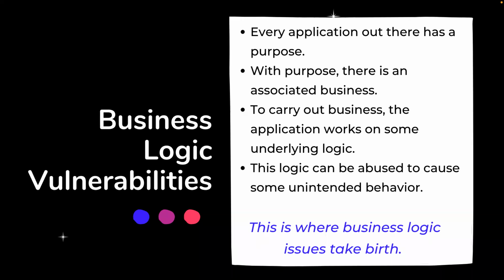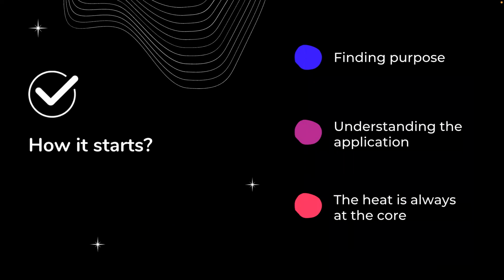So to carry out this business, that application has implemented some underlying logic. This logic can be abused to cause some unintended behavior. And this is the place where business logic issues take birth. So an application with a purpose, having some logic, and we can abuse that logic to get our business logic vulnerabilities.